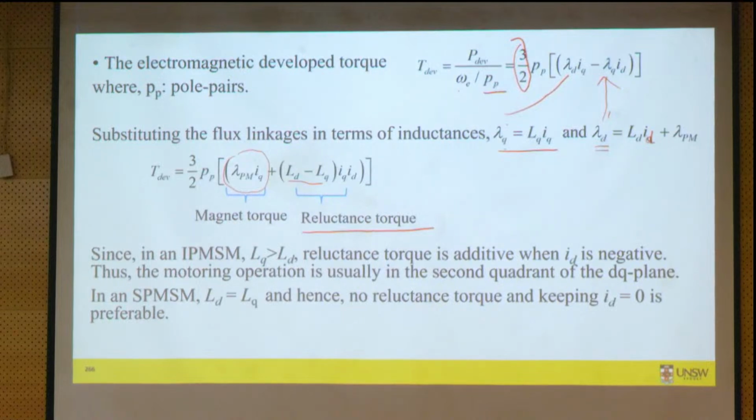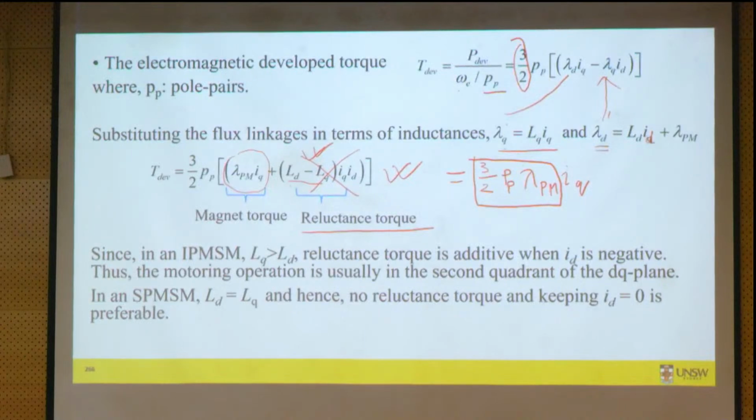Okay, for us to look further. For IPMSM, LD is not equal to LQ, so this second term is important and we must consider it. Whereas in the surface type SPM machine, since LD is equal to LQ, this term disappears. We then have the torque simply as 3/2 pole pairs lambda PM IQ, and this is very similar to a DC machine torque.